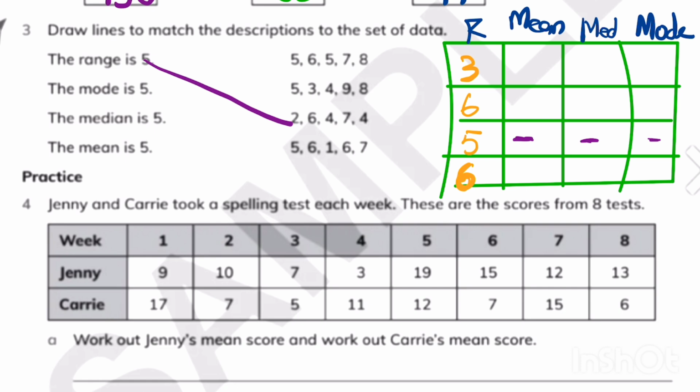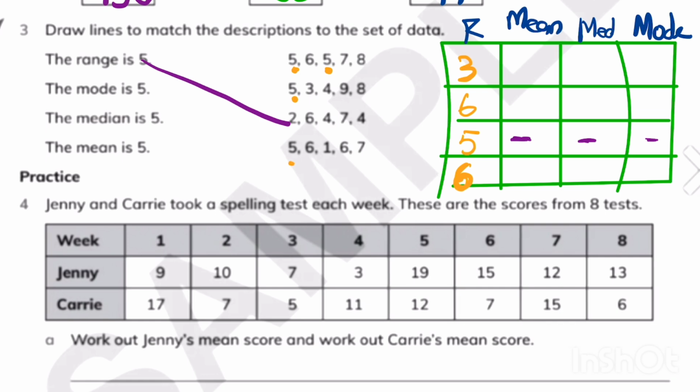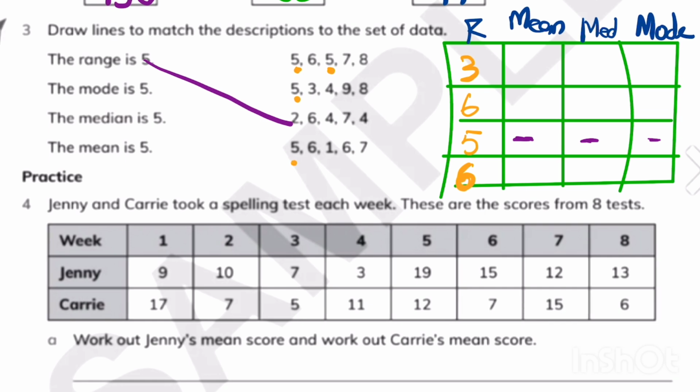Now the second statement said the mode is 5. Mode means the most repeated value. Let's find which set of numbers has mode 5. You can see the first set of numbers has two 5s, so it has mode 5. The second set has only one 5, which means no mode. We'll skip the third one as it has already been connected, and in the fourth set it has two 6s, so it has the mode 6.